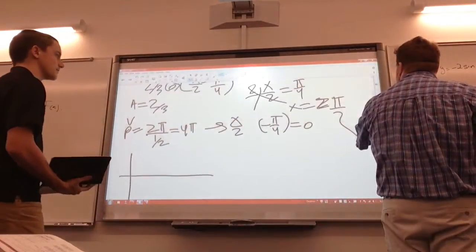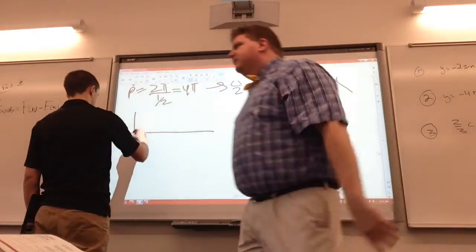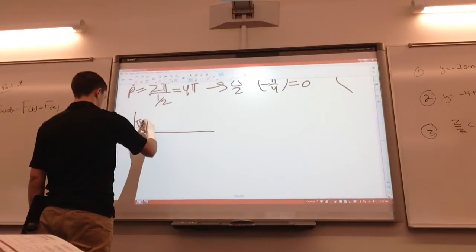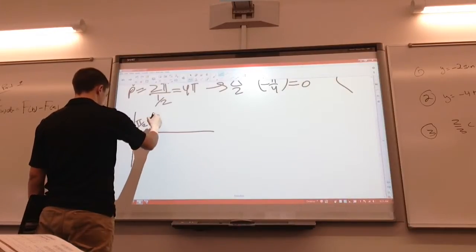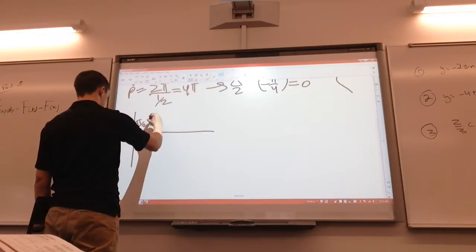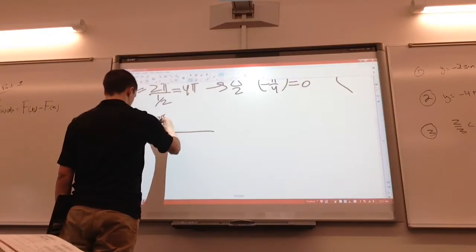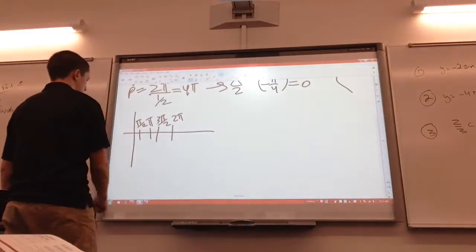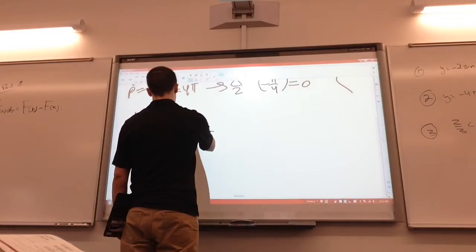When you mark your x-axis, make it pi over 2, pi, 3 pi over 2, and so on. It'd be just pi because it's 2 pi over 2. Then 3 pi over 2, then 2 pi. Then you keep on going, so 5 pi over 2.